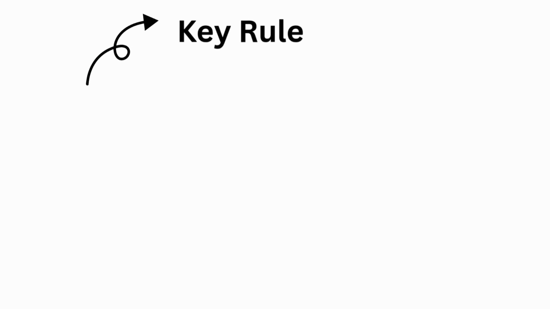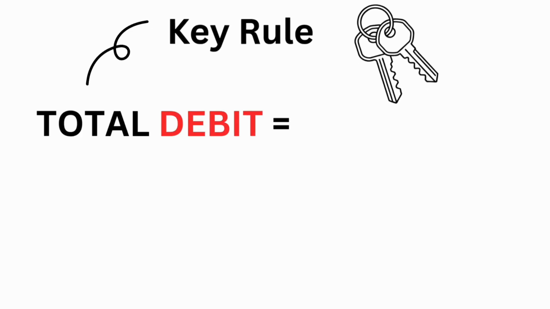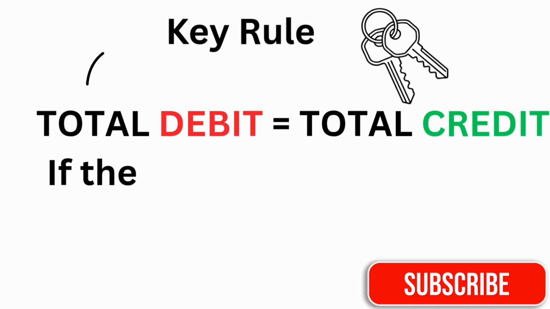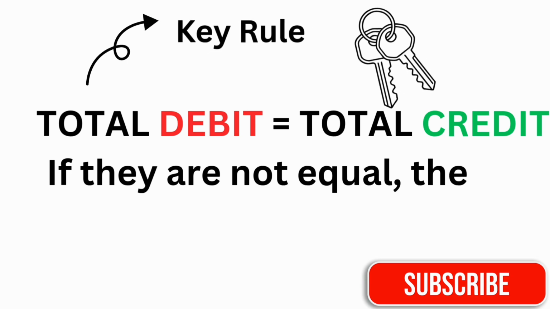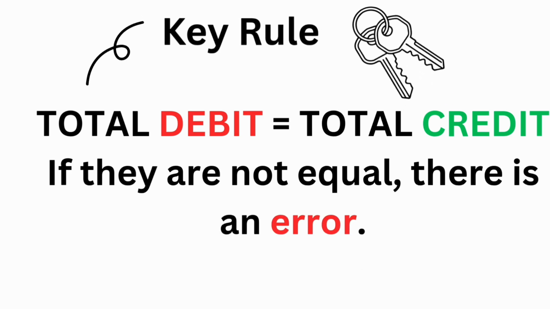The most important rule is that total debit must always be equal to total credit. If they are not equal, it means there is an error somewhere in the record.